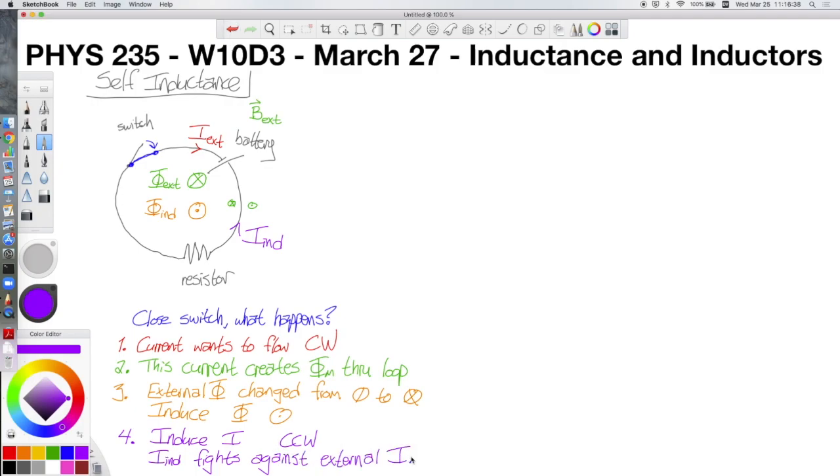And ultimately, what this means is that the current in the loop does not jump up instantly. Because the current in the loop, if we ignored magnetic induction effects, should be just the voltage of the battery divided by that resistance. But the induction happening in this loop means we won't reach that current right away.